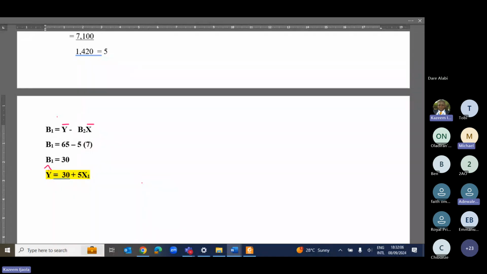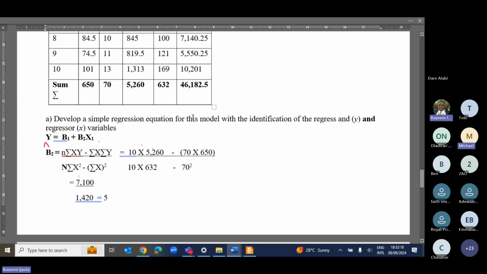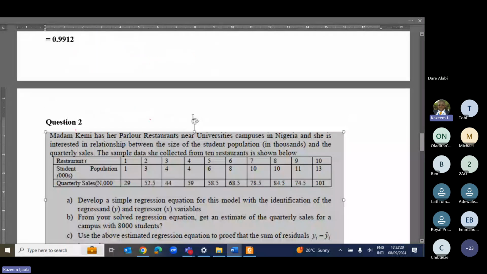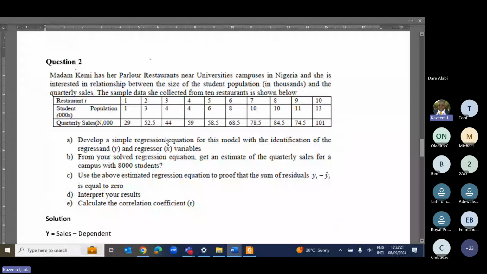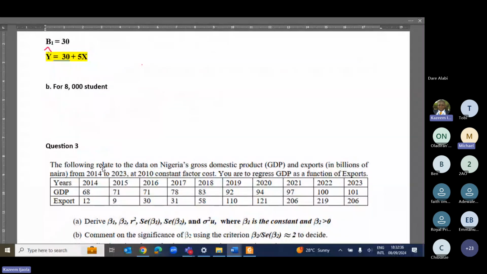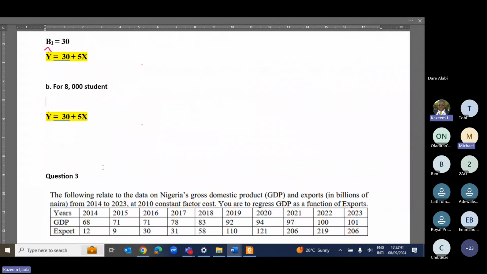So the next one is, from your equation, get an estimate of quarterly sales for 8,000 students. So for B, for 8,000 students, don't make a mistake. This is in thousands, so it's going to be 8. The solution is going to be 30 plus 5 times 8. Don't say 8,000, because everything is in thousands. 5 times 8 is 40, plus 30 is 70. That's it. If this man repeats it for us, it should be a cheap mark for us.